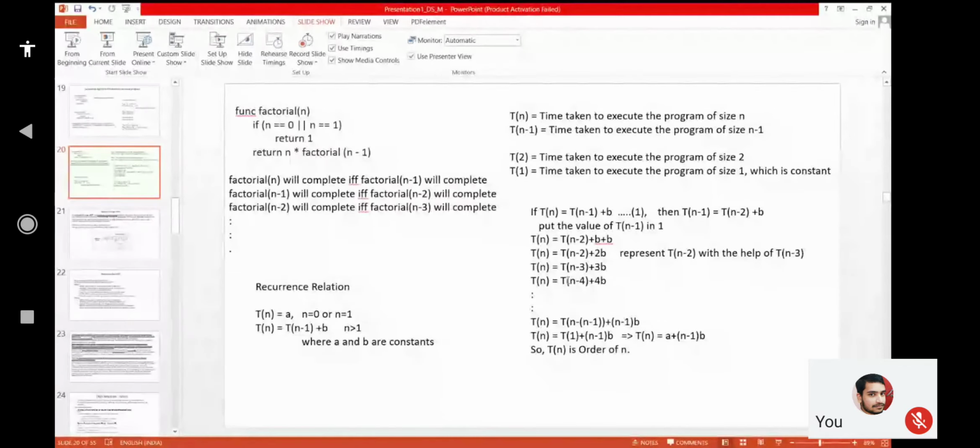But if the value of n is not 0 or 1, then it will call itself. That means fact n calls fact n minus 1. Similarly, factorial n minus 1 calls factorial n minus 2. Factorial n minus 2 calls factorial n minus 3. It means we are just converging to the base condition. So we have a base condition.